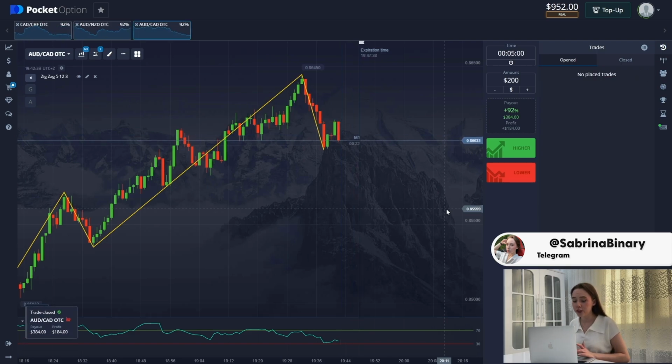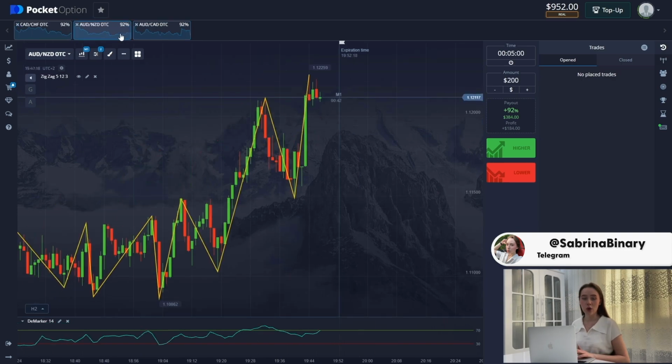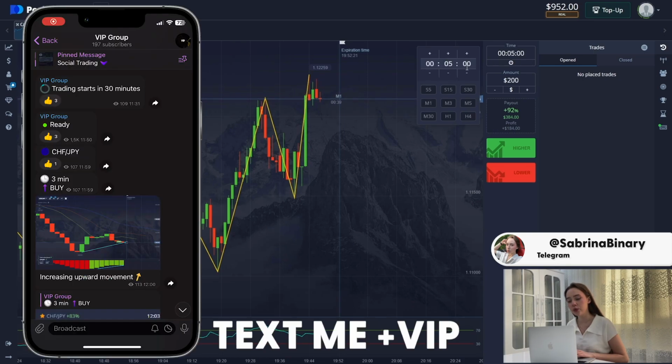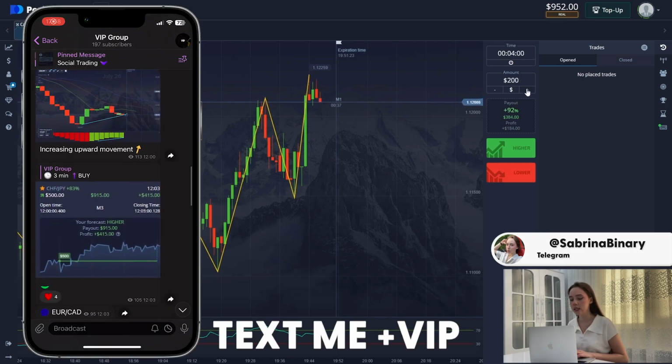And our first trade closed in plus, and the profit is $184, and we are going to another currency pair. Wow, a wonderful currency pair. But before starting trading, I reduced the time frame to 4 minutes.